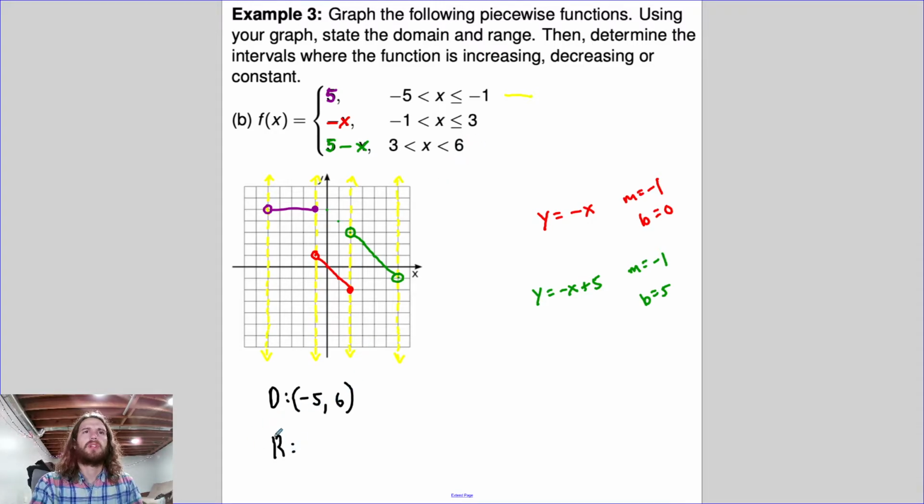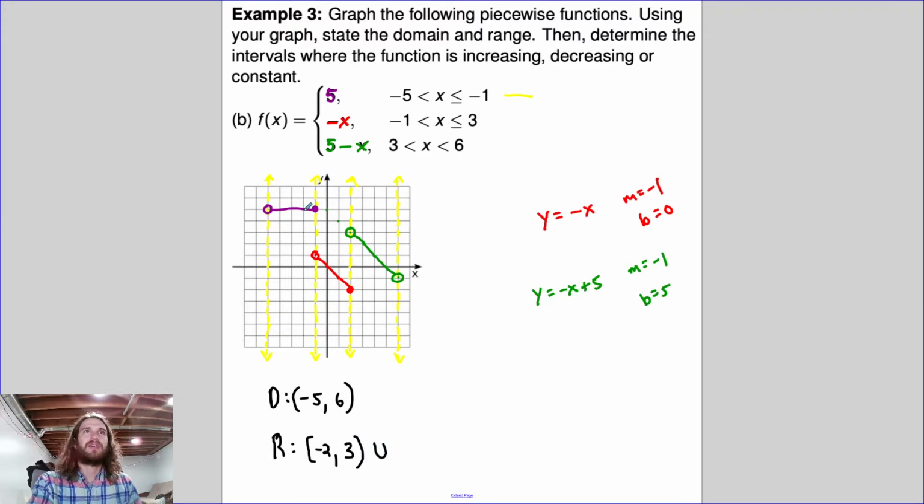Alright, now the range is a little weird. To do the range, find the lowest y value, which is negative 2, but including negative 2. Let me fix that. Negative 2, but including negative 2, up to... Now, we have to actually stop at 3 here, because there's this gap. There's a whole bunch of y values that aren't included, until we get up to this singular y value of 5. So that's a parenthesis there, and then you can put the union.